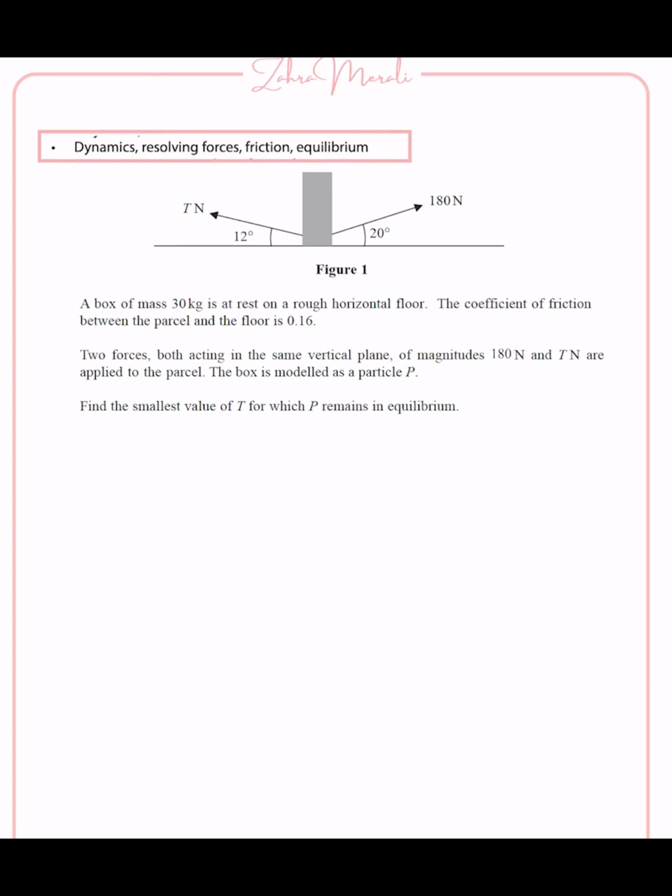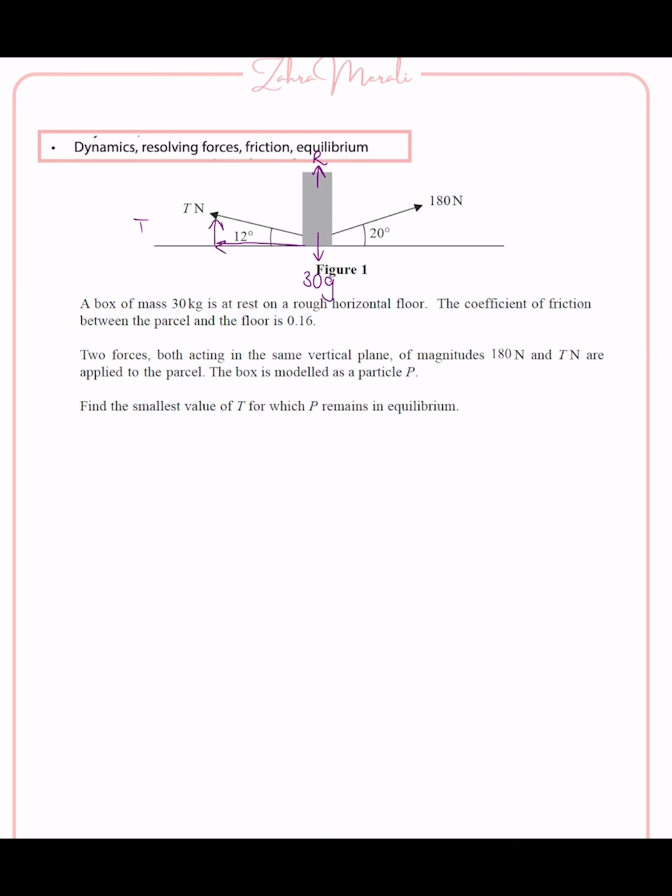Right, so we're going to look at this question where we're resolving forces primarily. So we've got a box of 30 kilograms at rest on a rough horizontal floor. So we've got 30G going down. Wherever we've got something going down, we're also going to have a resultant force going up. It gives us the coefficient of friction. And it tells us there are two forces, both acting in the same plane, applied on the parcel. So let's resolve those forces.